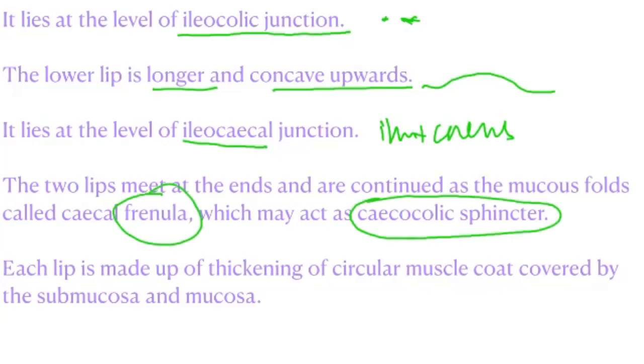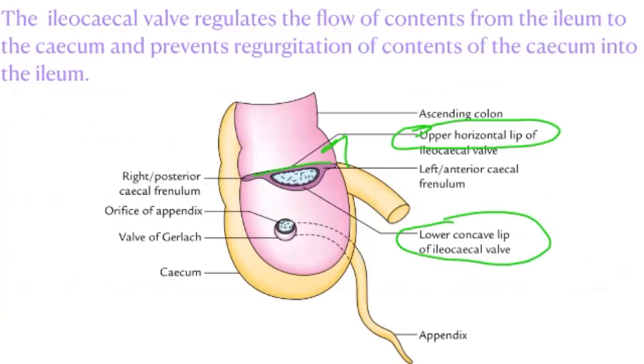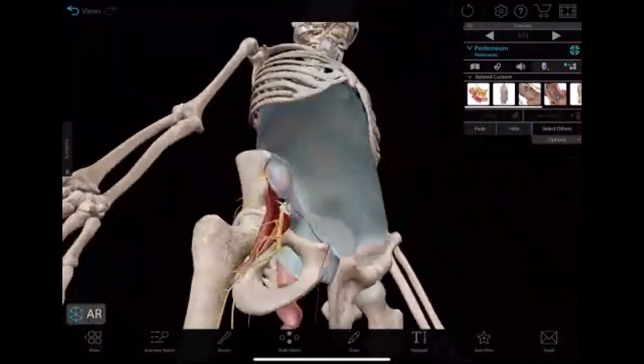concave. So the upper lip is at the junction of ileum and colon, ileocolic junction. Lower lip is at the junction of ileocecal, right? So this is ileum, this is cecum, this is ascending colon, right? So that is ileocecal junction, and this orifice is appendicular orifice. Okay, appendix also opens into the cecum. Okay, this is peritoneal relations.